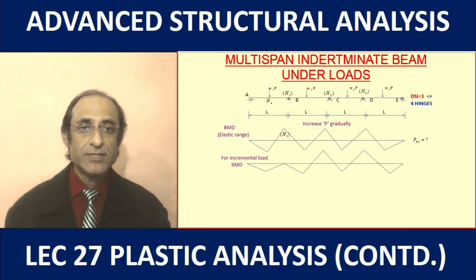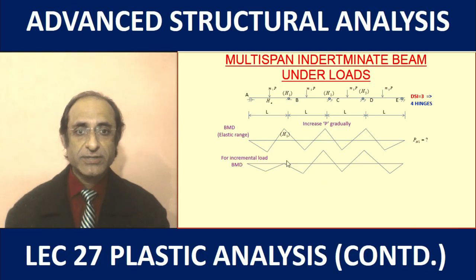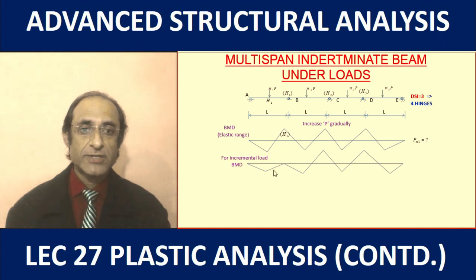Then for the incremental load, our bending moment diagram will be like this, because here at point B the plastic hinge has formed. So this is the bending moment diagram for the incremental load. Now where will the next hinge form? The next hinge will form where the total bending moment, equal to the superposition of these two diagrams, is maximum. Let's say that the bending moment is maximum now at point C. So let's say the second hinge is formed at point C.